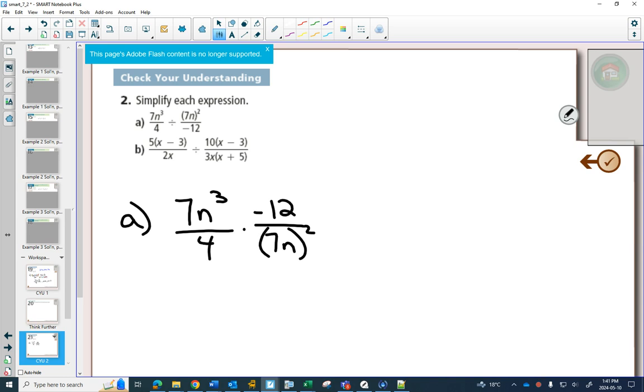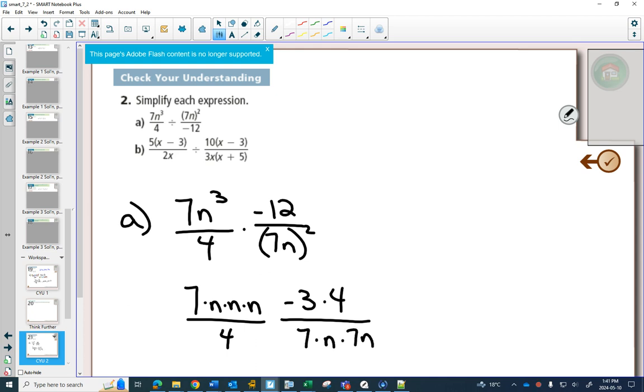And some of you, when you write the reciprocal, you might actually expand these a little bit more. So I'm going to write the n cubed as n times n times n. I'm going to keep the 4 on the bottom. I'm going to write the 12. I'm like, ooh, that's negative 3 times 4. And the 7n squared would be 7n times 7n, because when you square something, it's repeated multiplication. So I really expanded it here.